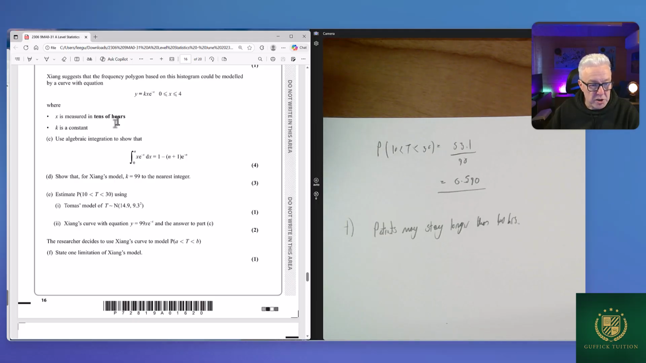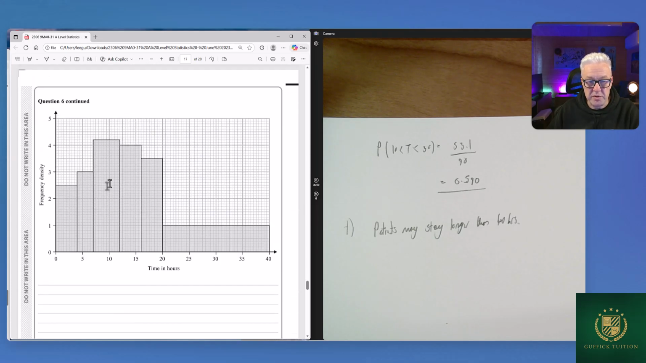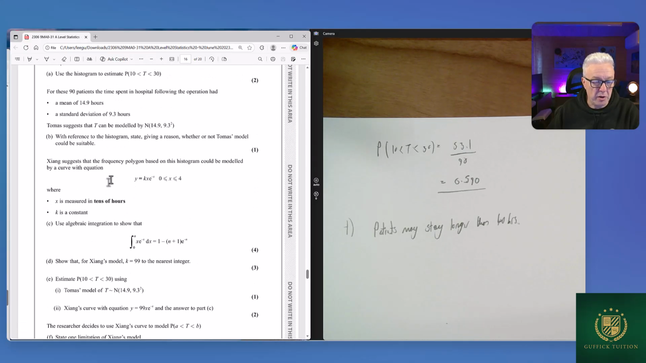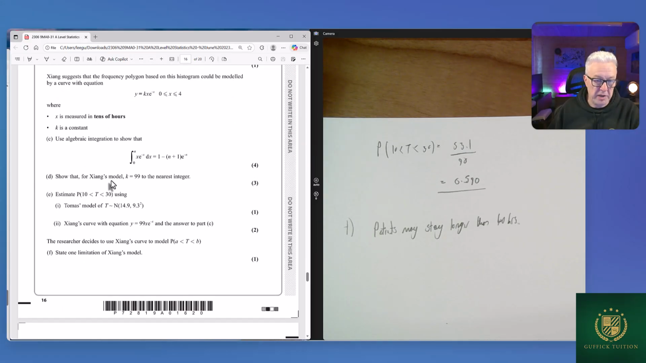Okay, the researcher decides to use Qian's curve to model the probability between some limits of A and B. State one limitation of Qian's model. So I think really Qian's model only goes from 0 to 40 hours. So we don't know whether it's suitable, let's say, for example, if B was bigger than 40. So a patient might stay for longer than 40 hours. And that's one of the limitations of the model that Qian had there.